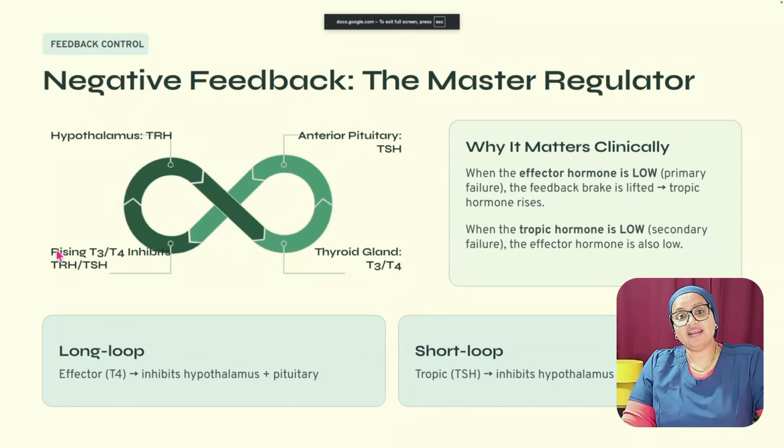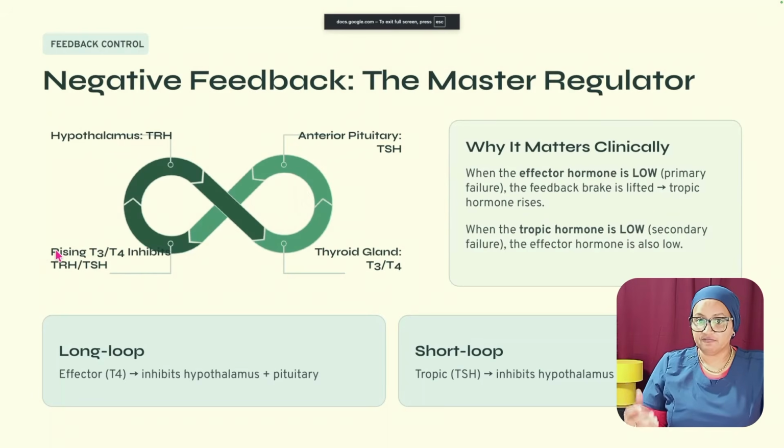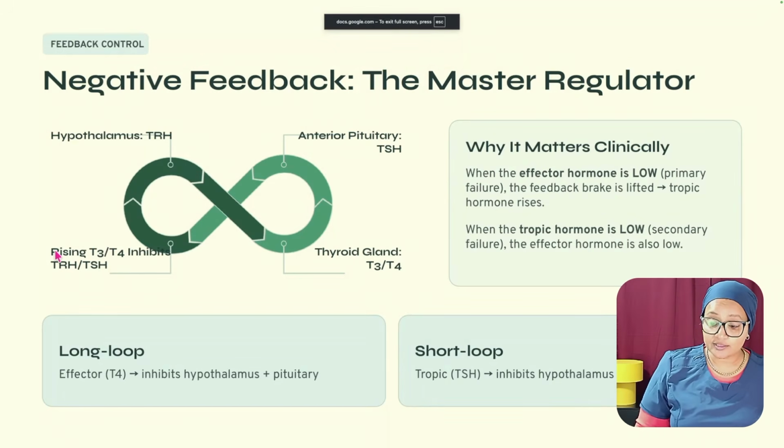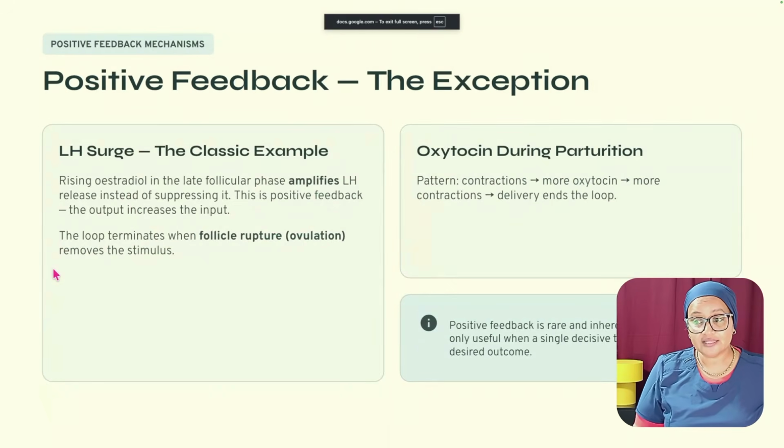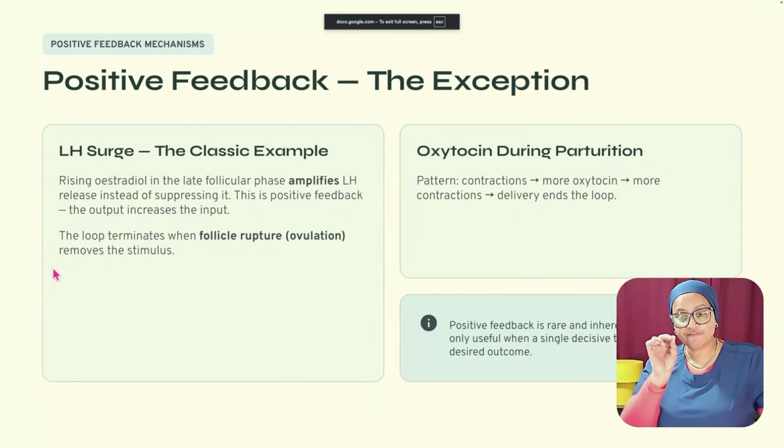Now, since we have a negative feedback, this means we have positive feedback, right? That's the exception, though. In endocrinology, the more likely to be used to regulate hormone production is the negative feedback. But there are a few exceptions that use positive feedback. Like what? For example, rising estradiol curve that triggers an LH spike, the classic menstrual cycle graph. Okay, this is very important.